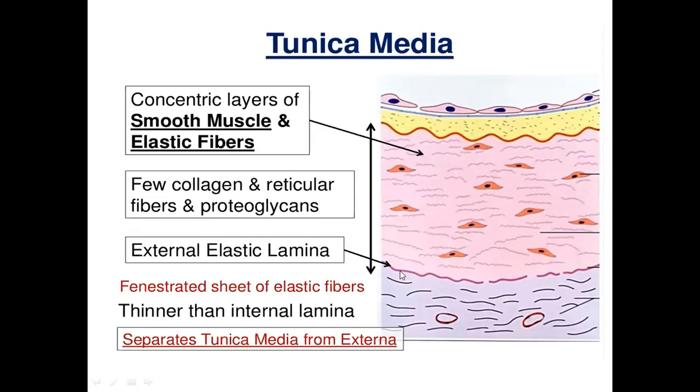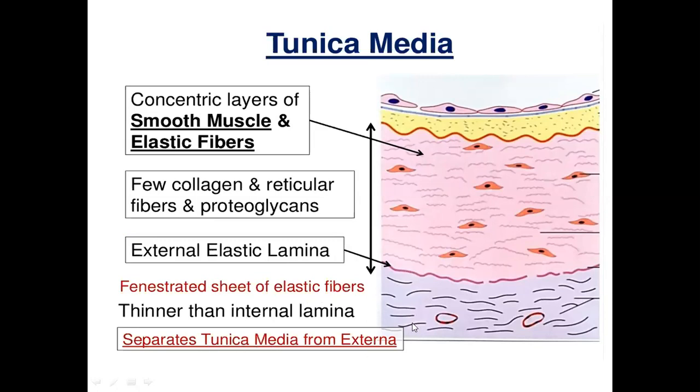And then at the border area between the media and the next layer, which is external, there is the external elastic lamina, formed by a band of elastic fibers. You must have identified this as a fenestrated sheet of elastic fibers. But what is important, this is not that conspicuous in an actual micrograph, as we are going to identify. The external elastic lamina is comparatively thinner, less conspicuous, but present at the border area which separates the tunica media from the externa.